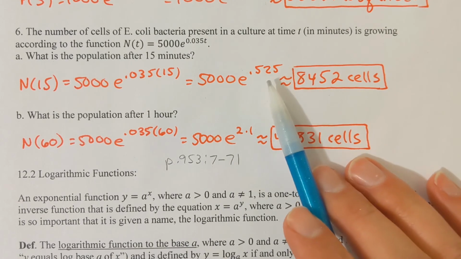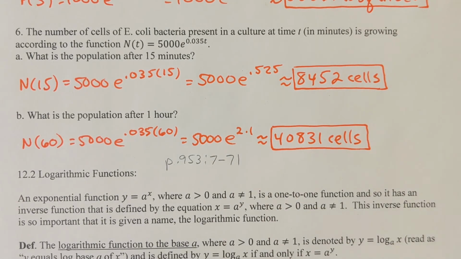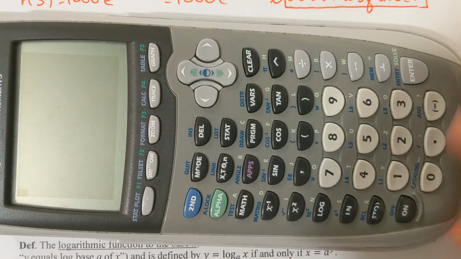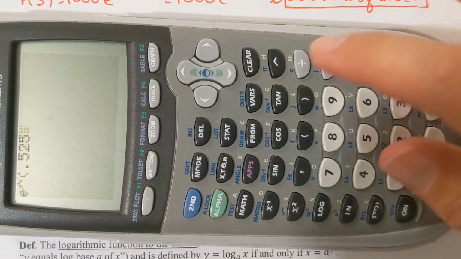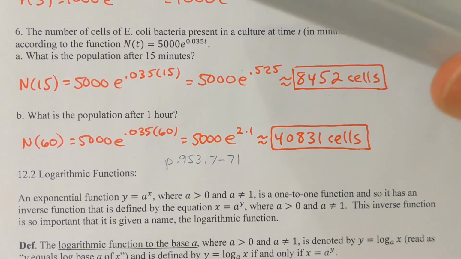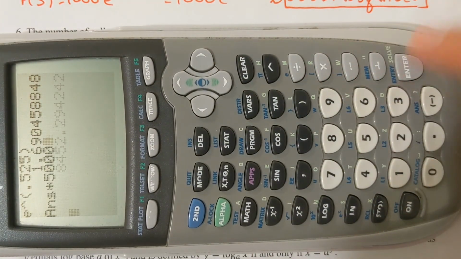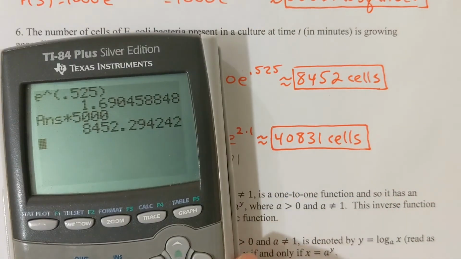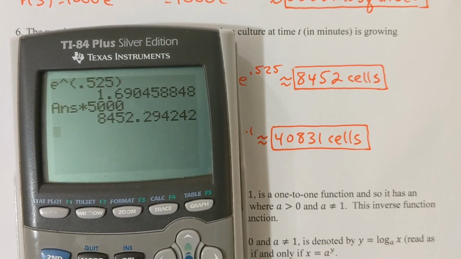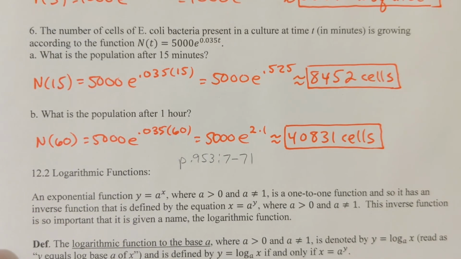And then you'll go to the calculator and type in e to the power 0.525. I just use this model. Let's see, e to the power 0.525. And then we're going to multiply that by 5,000. Okay, and I'm getting roughly about 8,452 cells then of bacteria after 15 minutes.